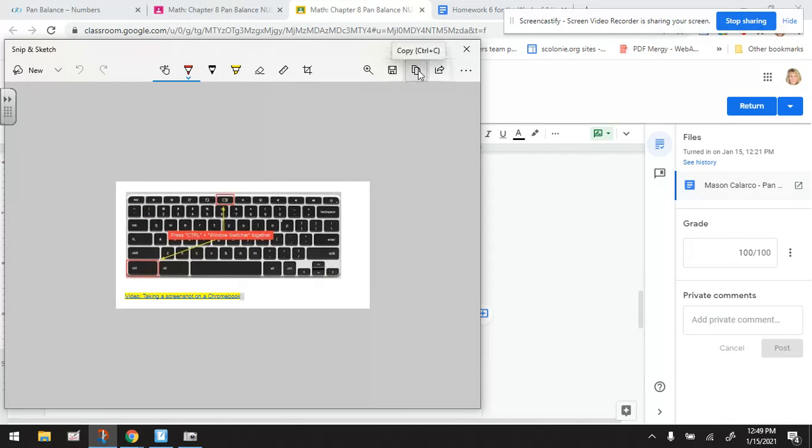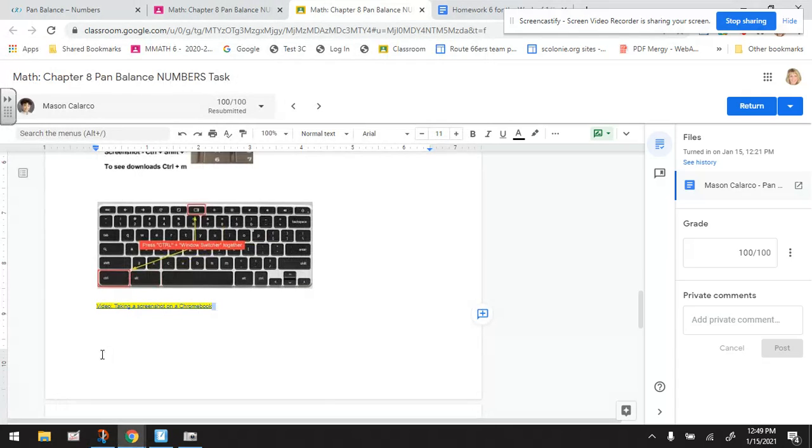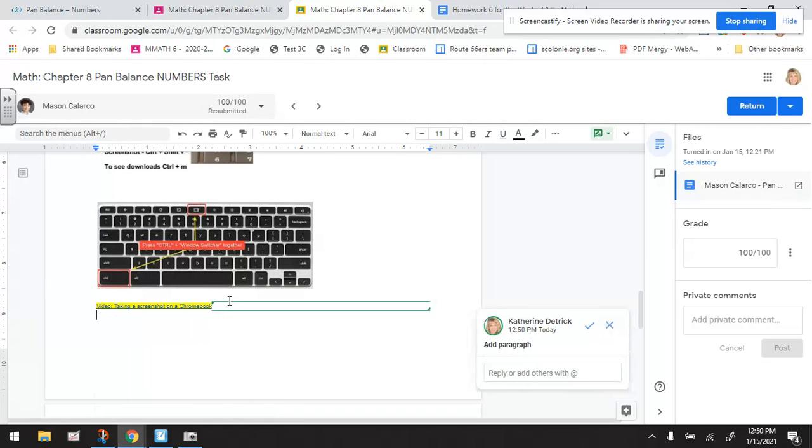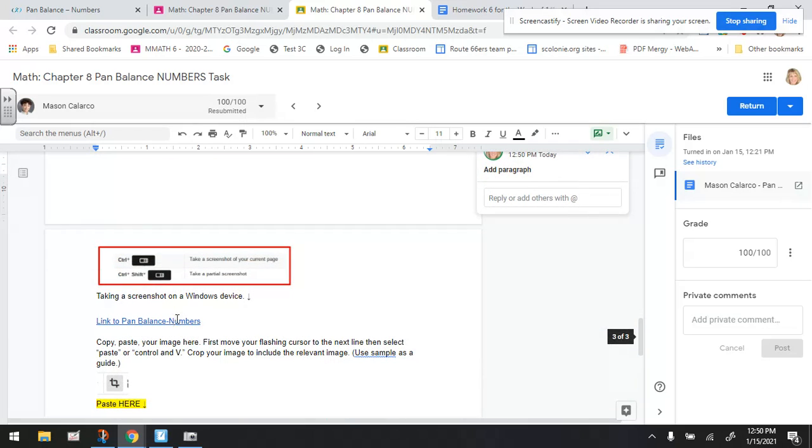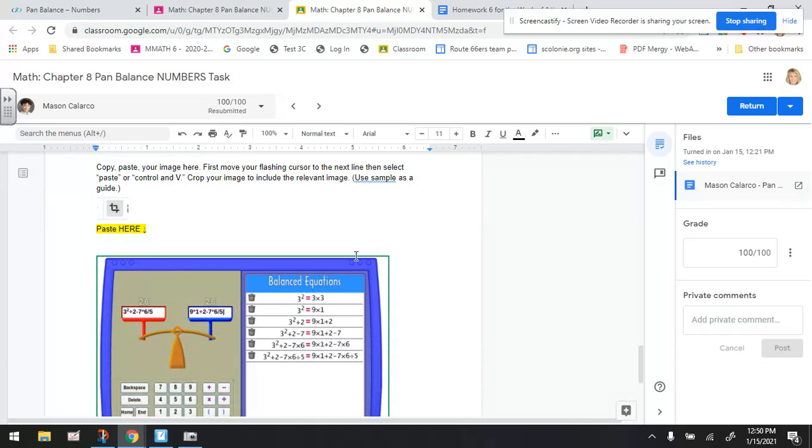You choose this to copy it. See the little check? And then you go to your document. You put your cursor where you want it. So let's say I wanted it, right there. Get your cursor where you want it. And then you hit Control V on your keyboard, to paste it where you want it, and then it'll appear.